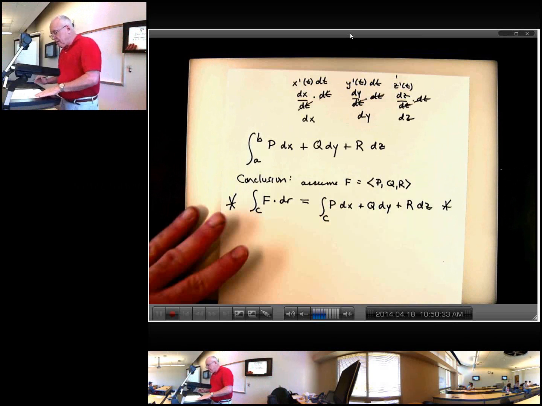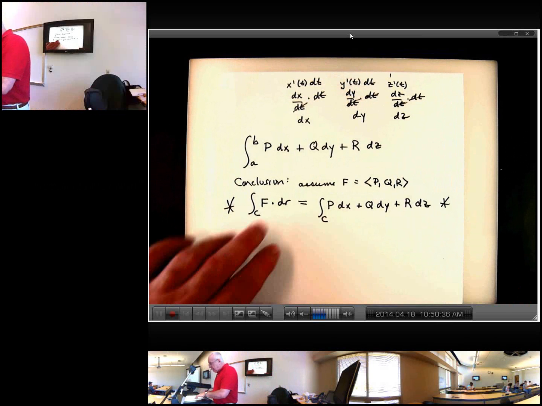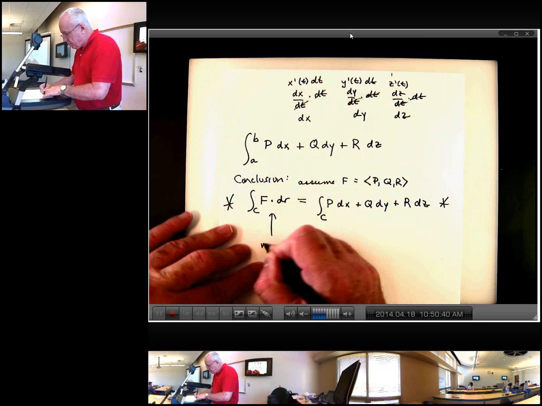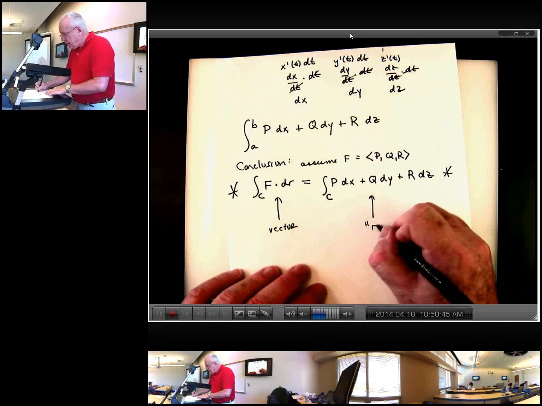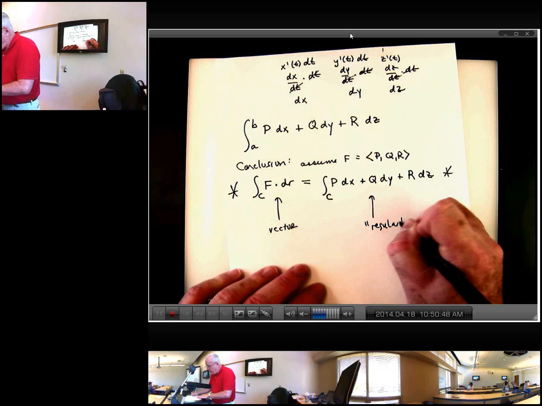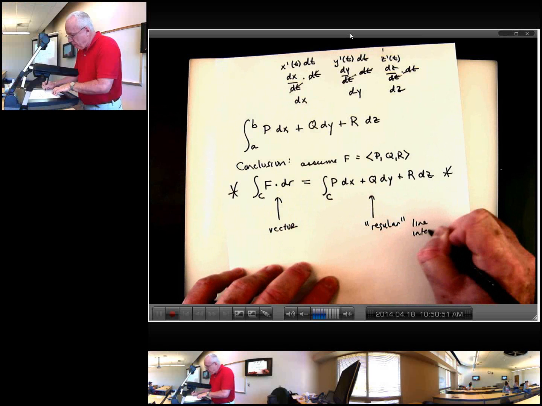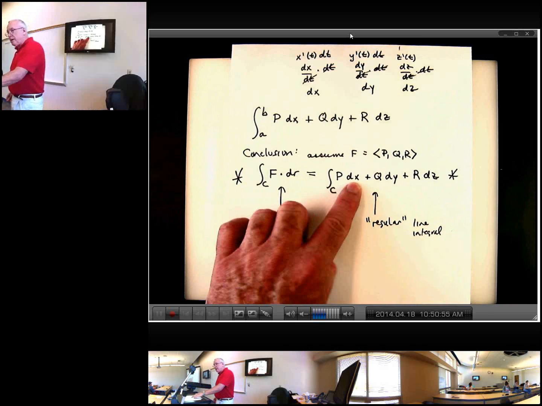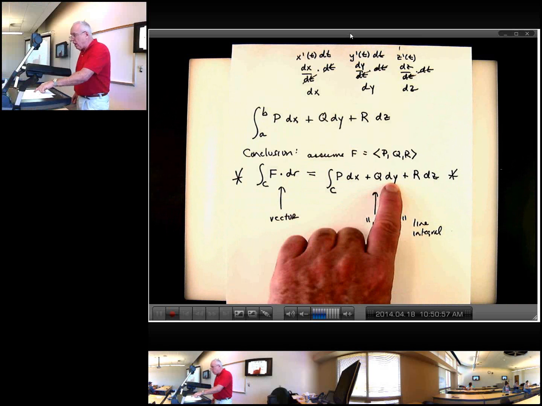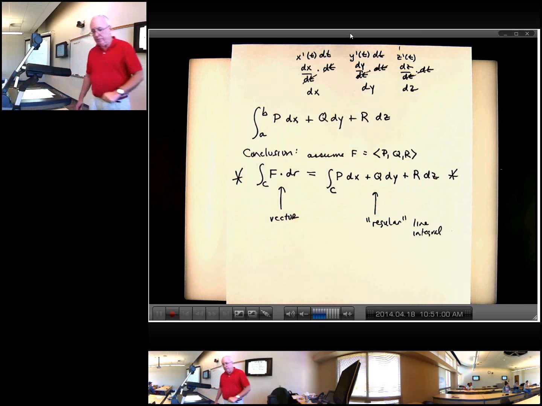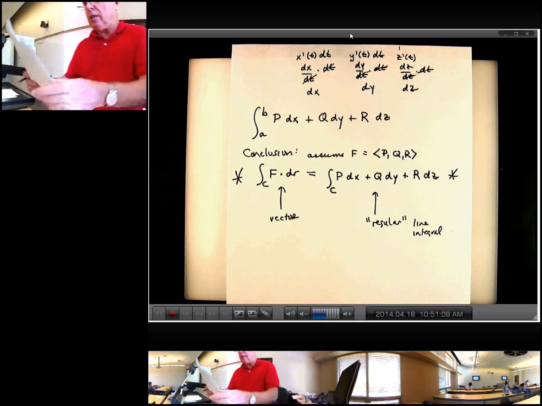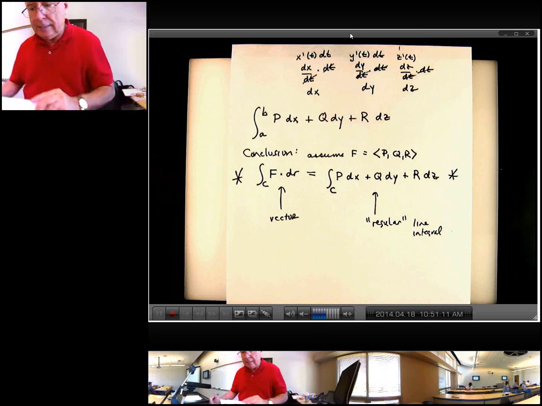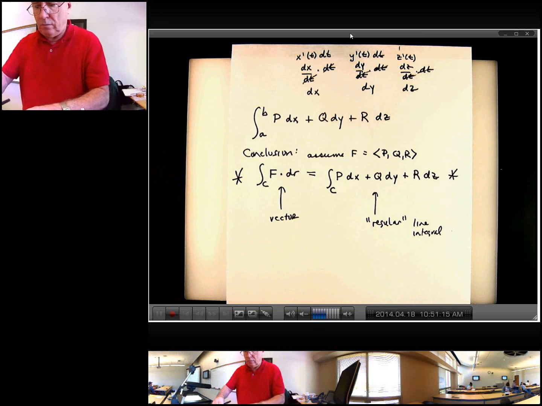So what the deal is, this is going from a vector line integral to, let's just say, a regular line integral. One is with respect to dx, the other is with respect to dy, the third one's with respect to dz. All right? Okay. And that, let's take a break. That closes out this section of 16.2.